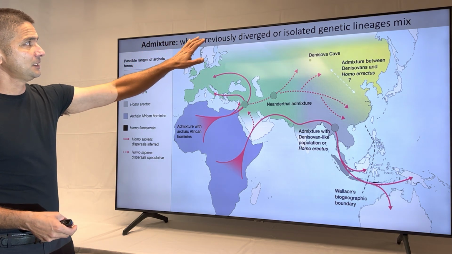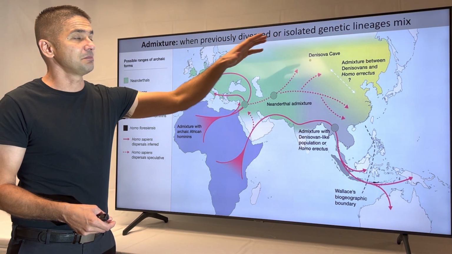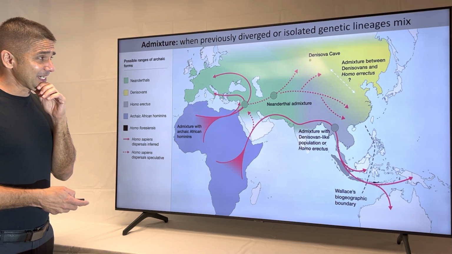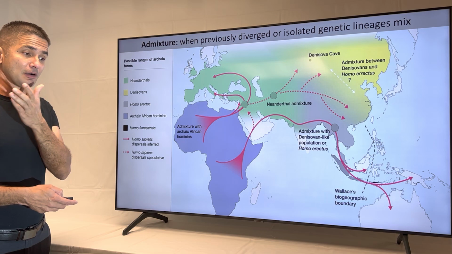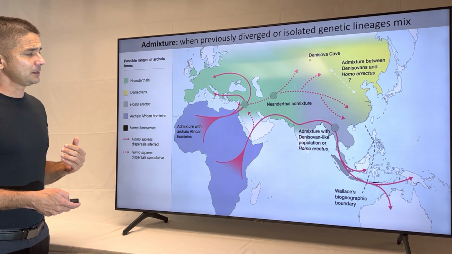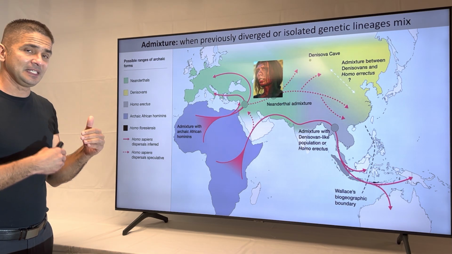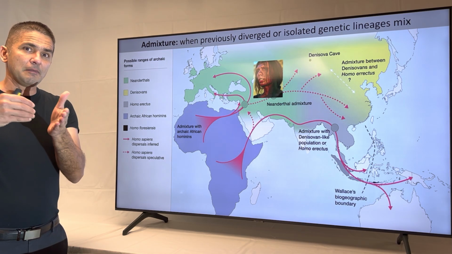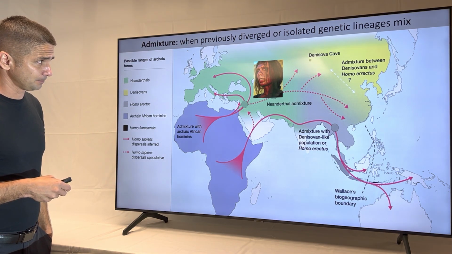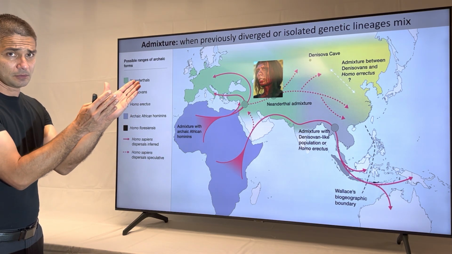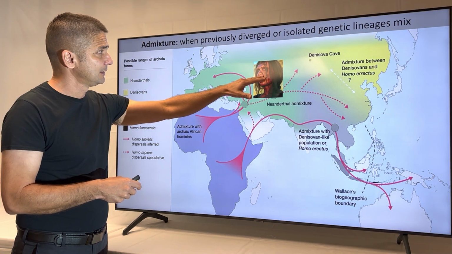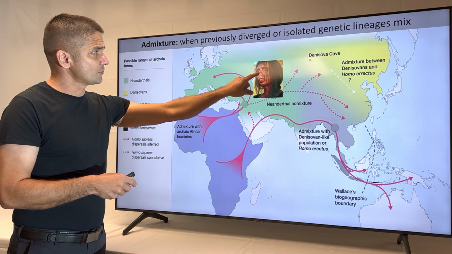Basically, admixture is when previously divergent or isolated genetic lineages mix. Humans are actually pretty crazy about this. I mean, the ancestors of us were used to having wild parties, so to speak, because it has been discovered that we actually interbred a lot with different species along our lineages. Like, for instance, this one here, the famous Neanderthals.